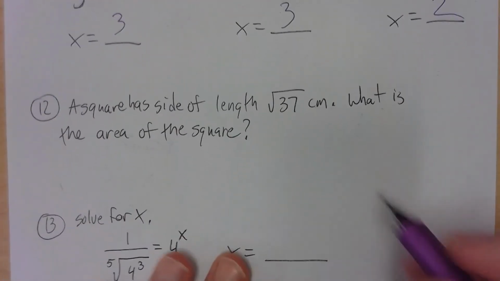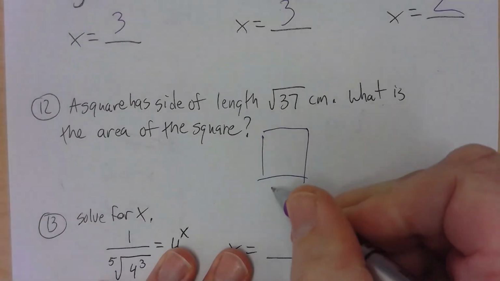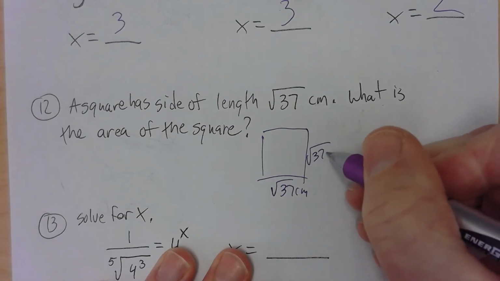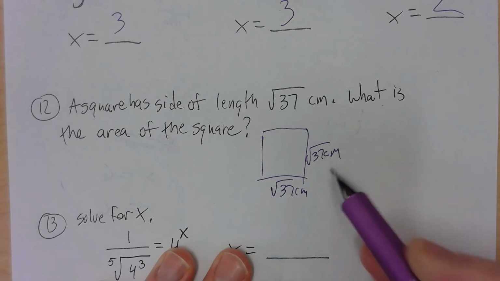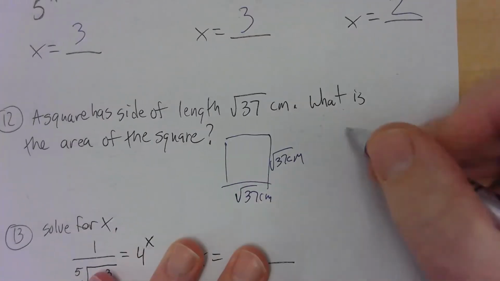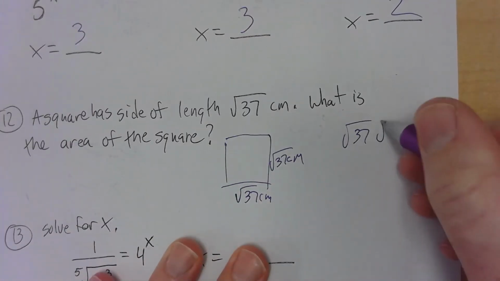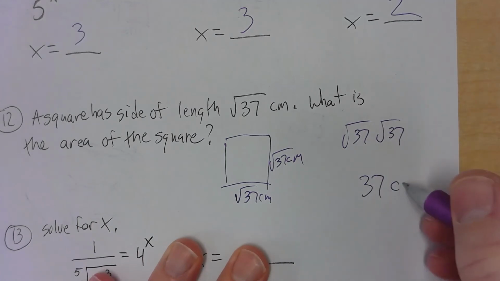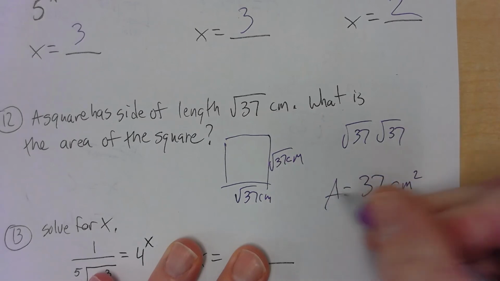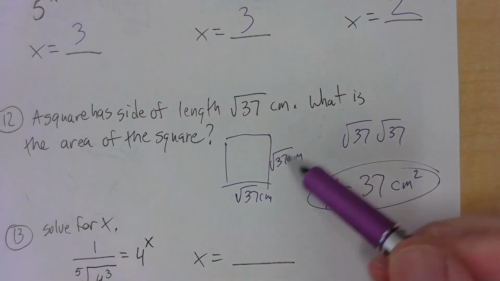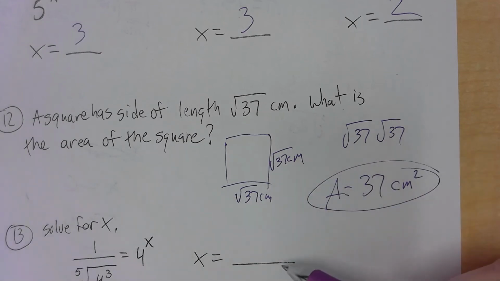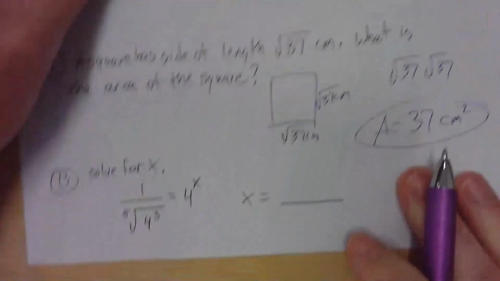And then this one here. So we know the side of the square is 37 centimeters. So the other side is square root of 37 centimeters. So to find the area, you multiply the square root times the square root. So it's the square root of 37 times the square root of 37. Well, that's just 37, and then centimeters squared. So that's my area. So when you do area, it's the two sides multiplied together. But when they're the same, you square it. And so we're squaring a square root, which is just the number 37.